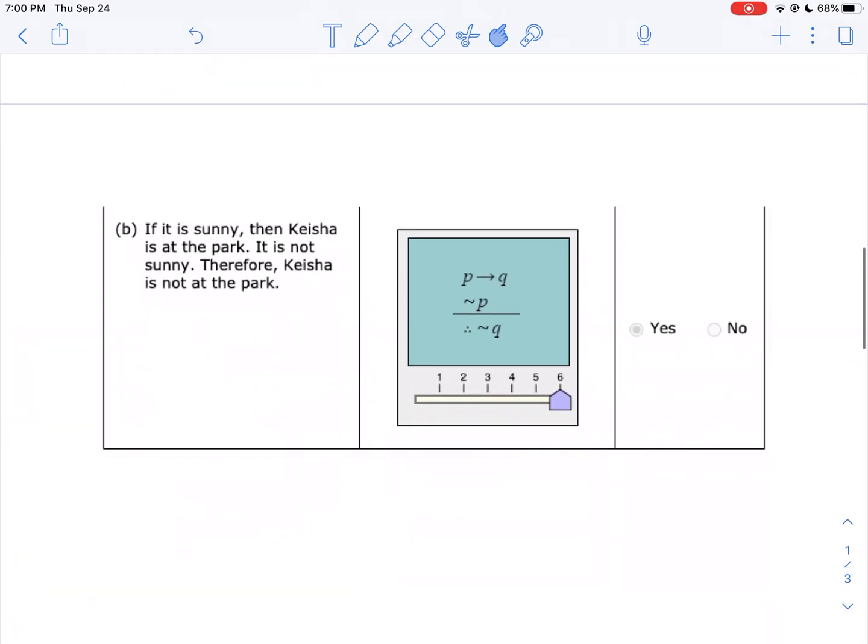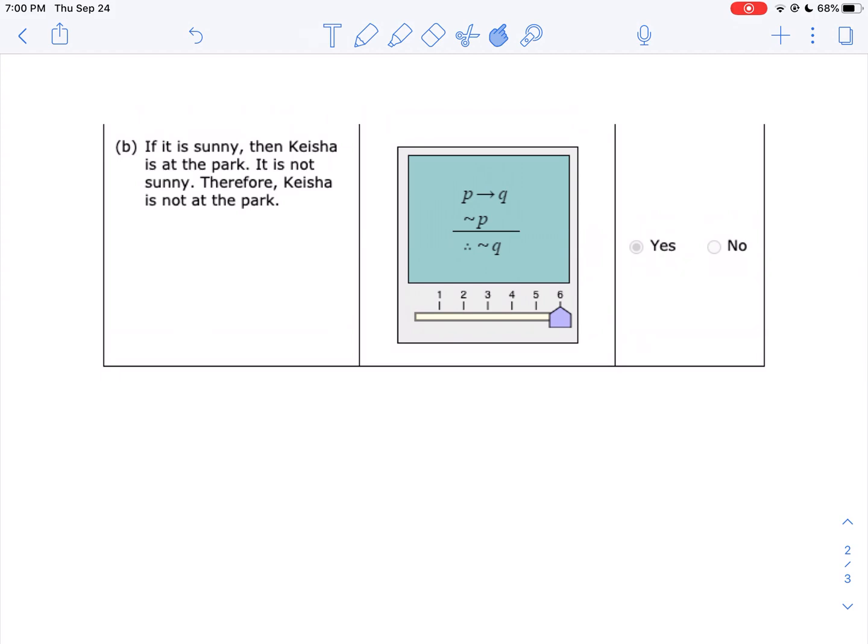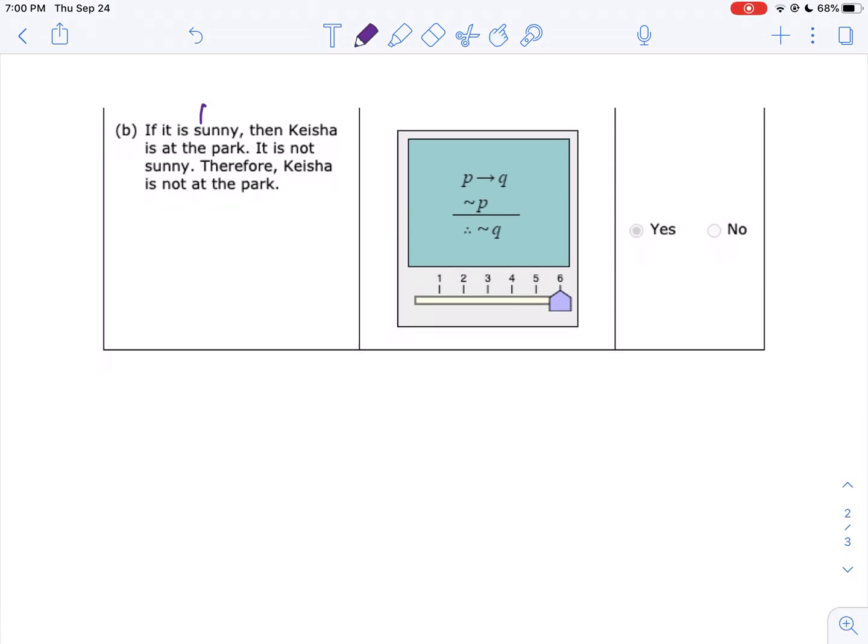The other one that you said confused you and you got wrong, but you didn't really get that much wrong. Because if it is sunny, that's your P, then Keisha is at the park. That's your Q. So you have P implies Q. You're told it's not sunny. I don't know why I put that therefore, I messed that up, because you have it right. And then, therefore, Keisha is not at the park, not Q.